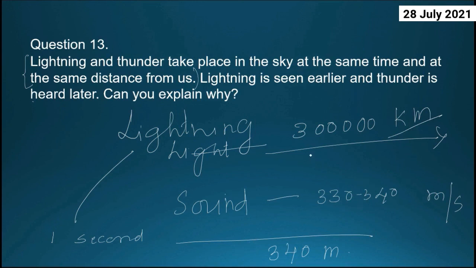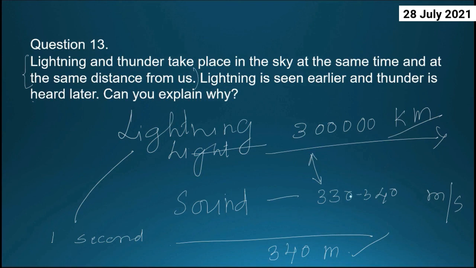So look at the comparison here. In 1 second, sound travels 340 meters only, whereas light travels 3 lakh kilometers. So which has to come first? Obviously, light has to reach first. Understood? Even if there is a distance difference in the sky, it is the light which will reach us first before the sound. Okay?